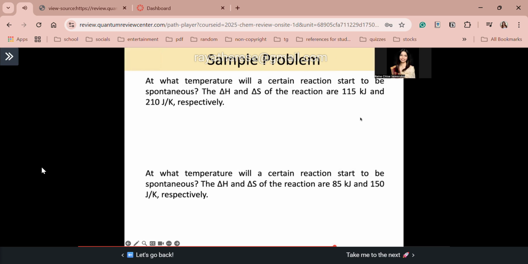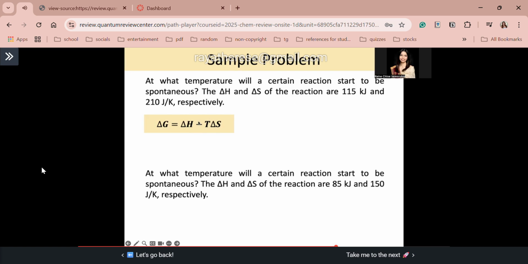At what temperature will a certain reaction start to be spontaneous? The delta H and the delta S of the reaction are 115 kilojoules and 210 joules per Kelvin, respectively. So, guys, tandaan ang ating equation dito. We have a given delta H and given delta S. We are to determine the temperature at which the reaction will start to be spontaneous. Guys, kailan magsa-start maging spontaneous ang ating reaction?